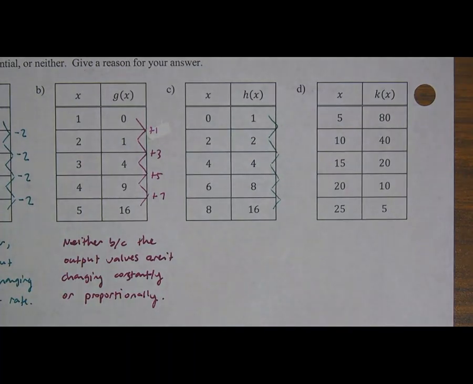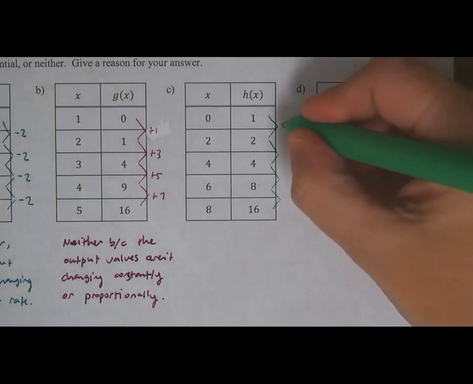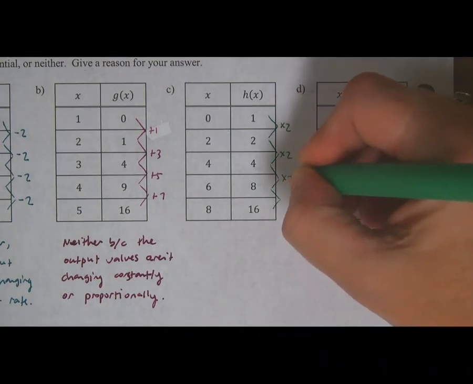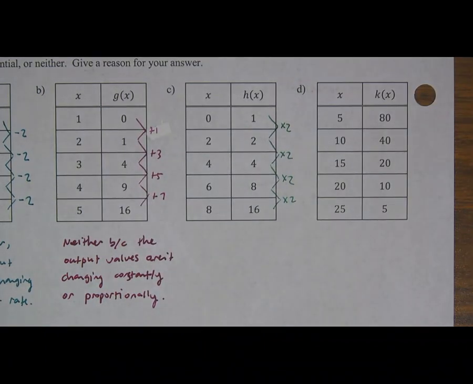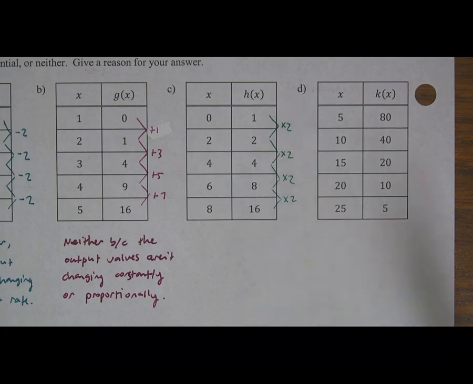I'm adding 1, I'm adding 2, I'm adding 4, I'm adding 8, but, so it's not linear. Now I need to check for exponential. Is there a common ratio? Something that I'm multiplying each time by. I'm doubling it. So you know what to write, go for it.